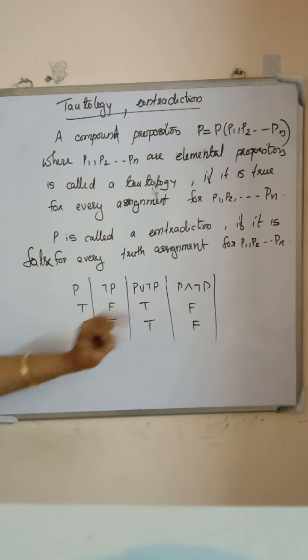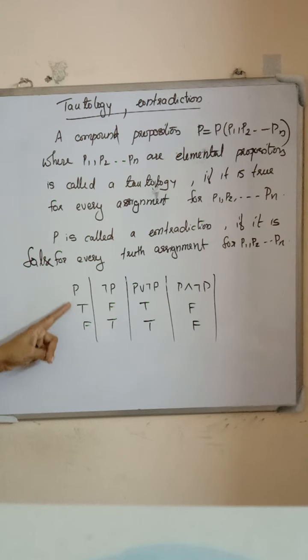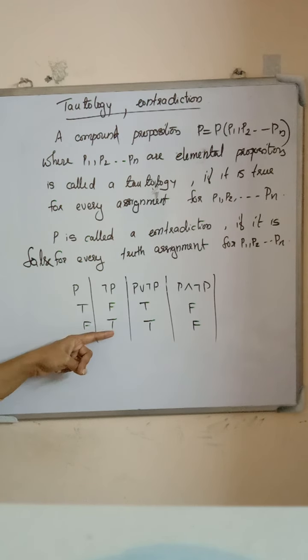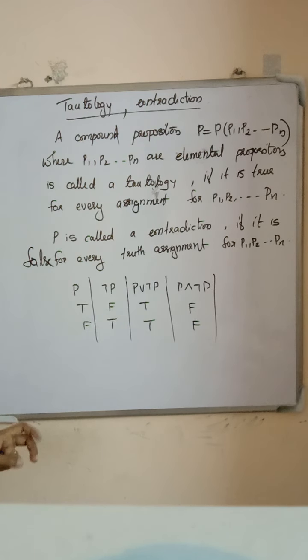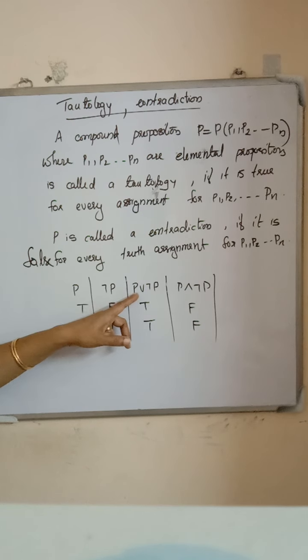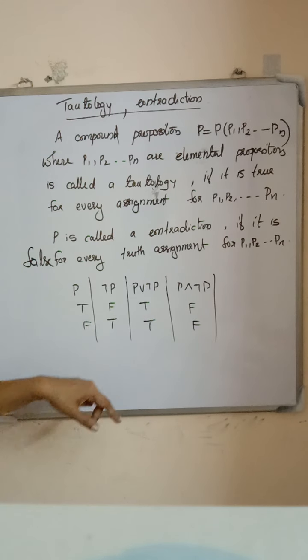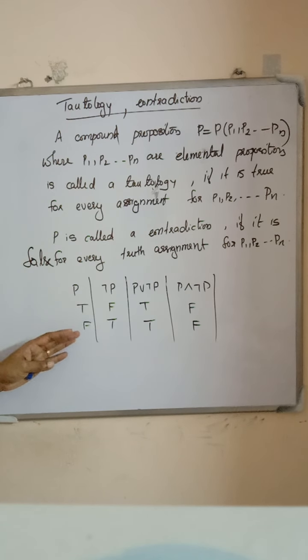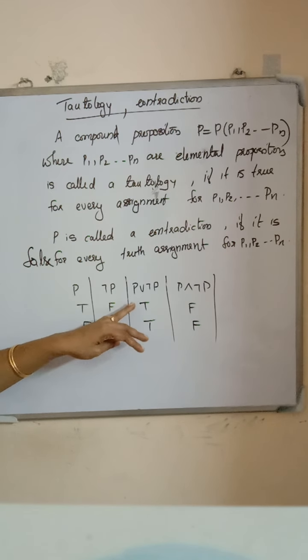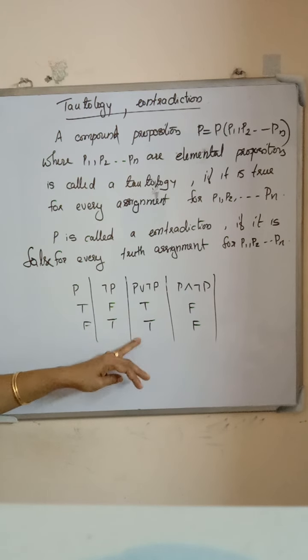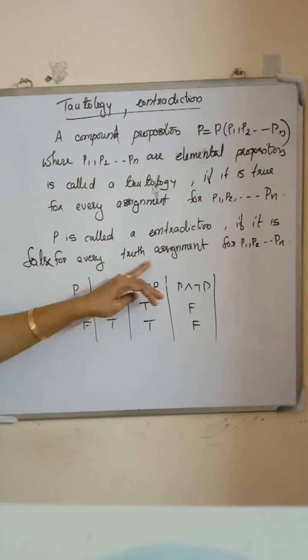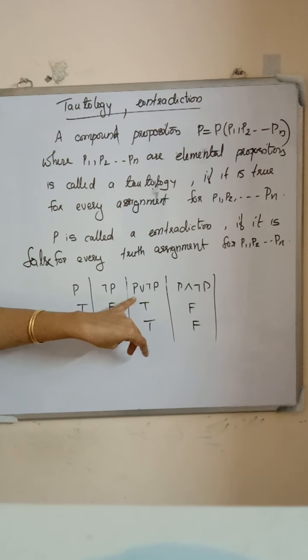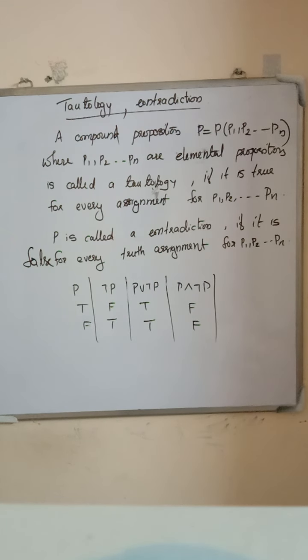P or negation P. We know that if P is true, negation P is false. If P is false, negation P is true. Then what about P or negation P? We know that the connective OR becomes false only when both statements are false. Here no two statements are false, so P or negation P is true. So this compound statement P or negation P is a tautology.